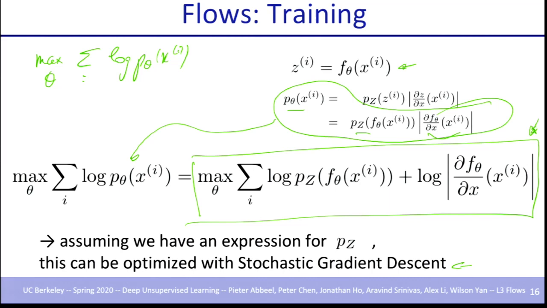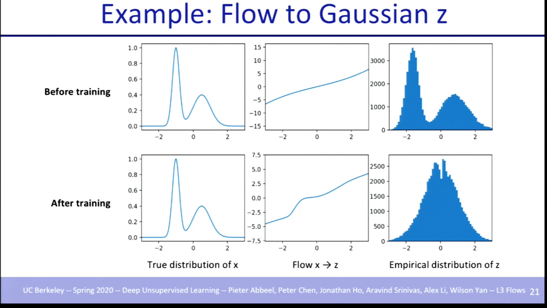Oh, question, yes. Do you pick your distribution of Z based on the problem domain or the target distribution? Usually it's just picked to be a Gaussian or uniform. And the thinking there is that you're trying to, in some sense, map your original data into a space where, let's think about uniform, you take your original data and you try to spread it out in a way that's as even as possible.